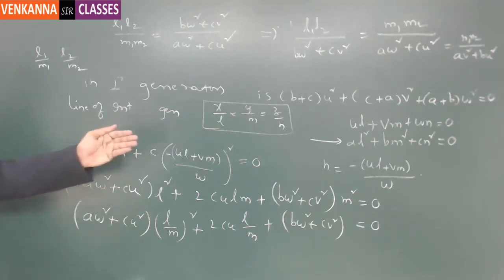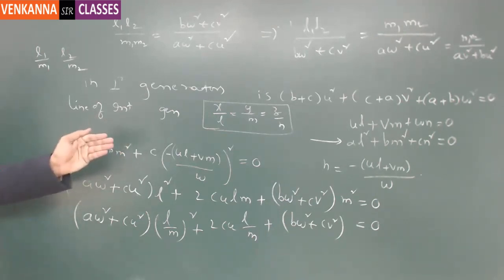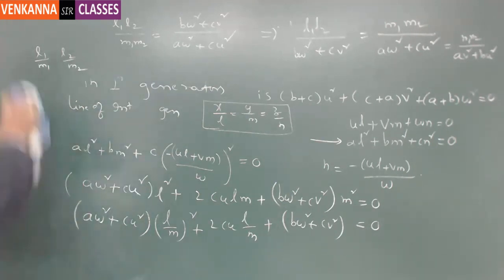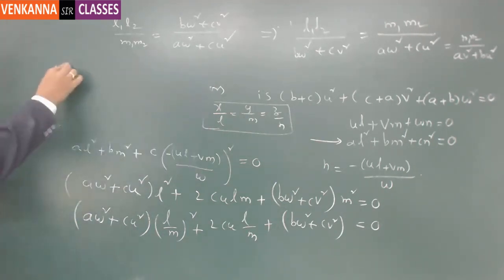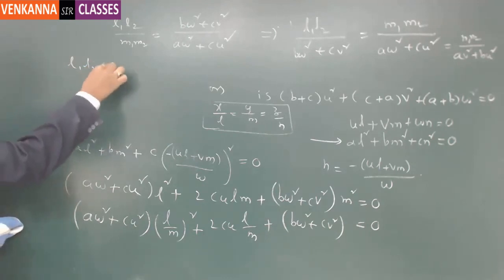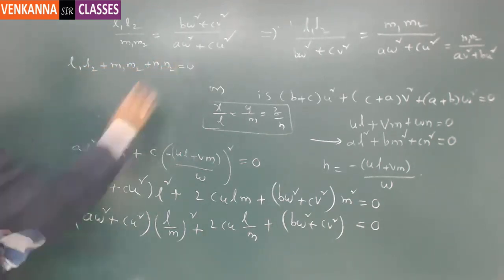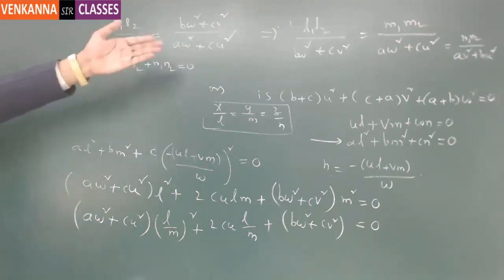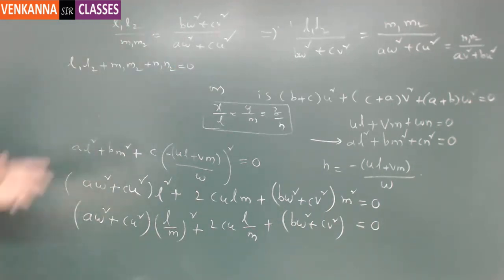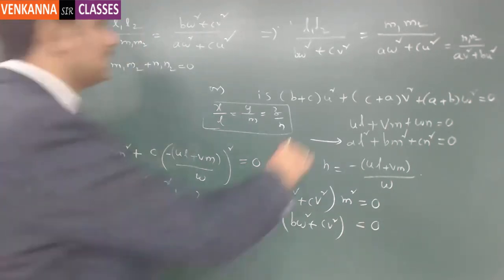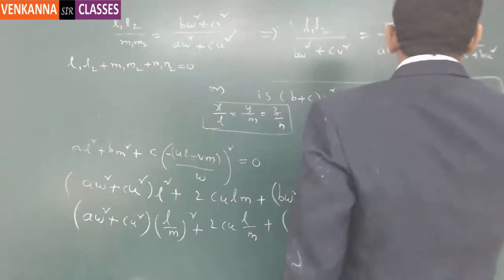The remaining procedure is very common. Since it intersects in perpendicular generators, you have the condition that l1 l2 plus m1 m2 plus n1 n2 equals 0. So applying for the values in the denominator by taking u square, v square and w square as common, you will get this result.